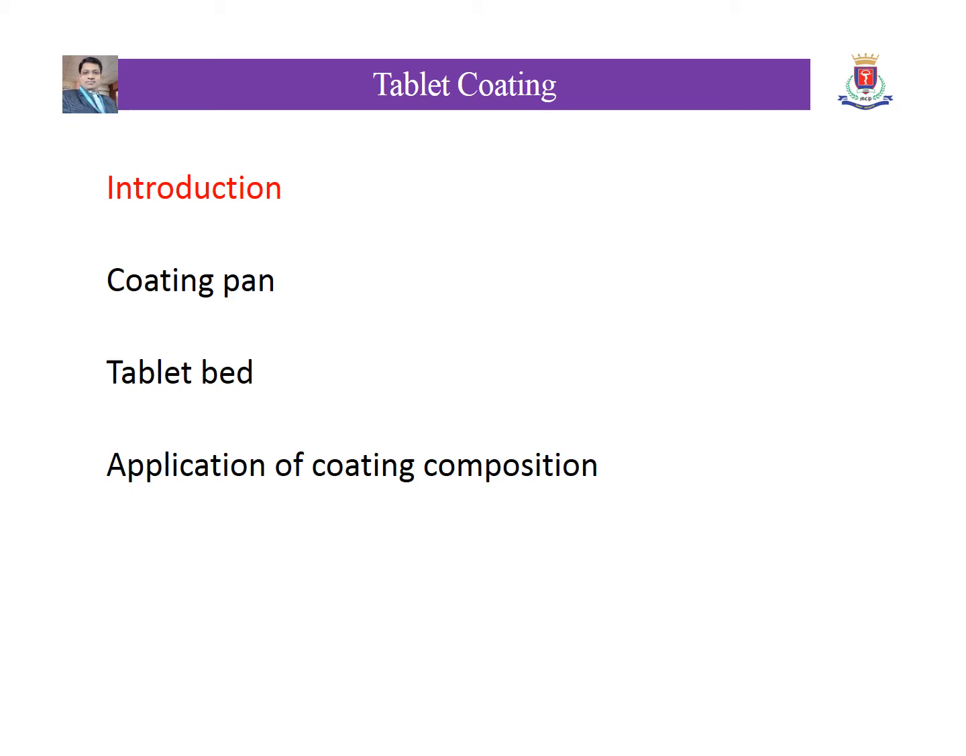As the tablets are mixing inside the pan, the tablet surfaces get exposed continuously to the coating solution and tablets get coated. Coating composition and its application are the important parts in the tablet coating. A polymer solution is continuously applied on a tablet bed.